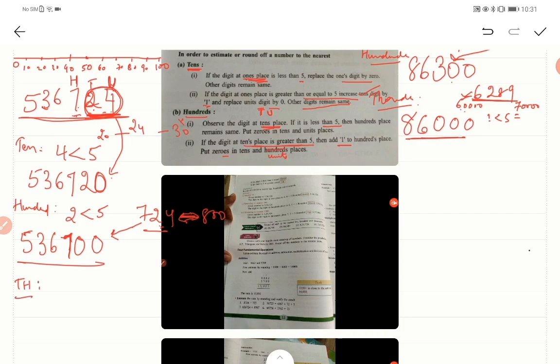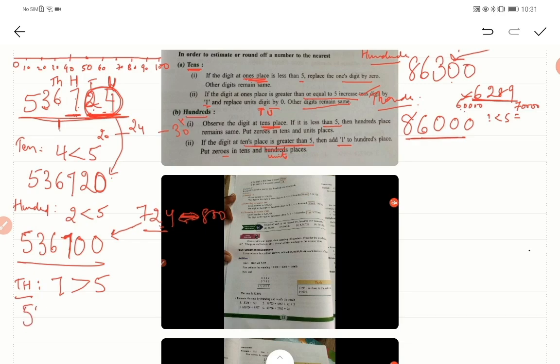Okay, let us go for the thousands place. Now tell me, if you want to approximate at the thousands place, what will you do? You check the number in the hundreds place. This number is 7, which is greater than 5. So if it is greater than 5, you need to add 1 to the digit in the thousands place.